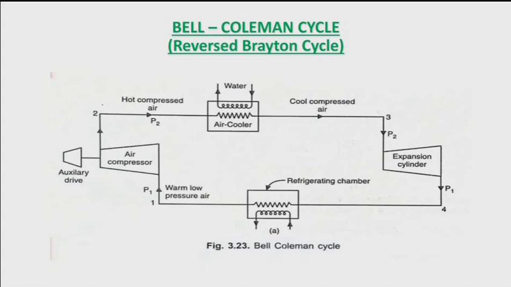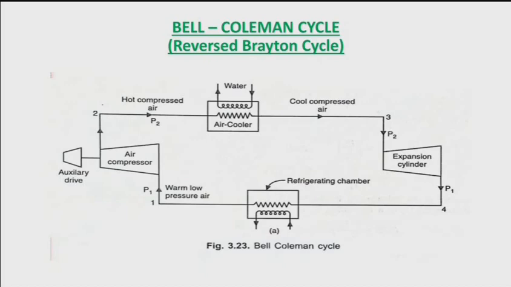So that cooled compressed air passes through the expansion cylinder, and this expansion cylinder decreases the pressure. The expansion cylinder expands that air, which is why the pressure becomes lower and becomes P1 again. Okay, and P1 becomes stage 4, which again passes through the refrigerating chamber. In the expansion cylinder the compressed air becomes lower pressure.